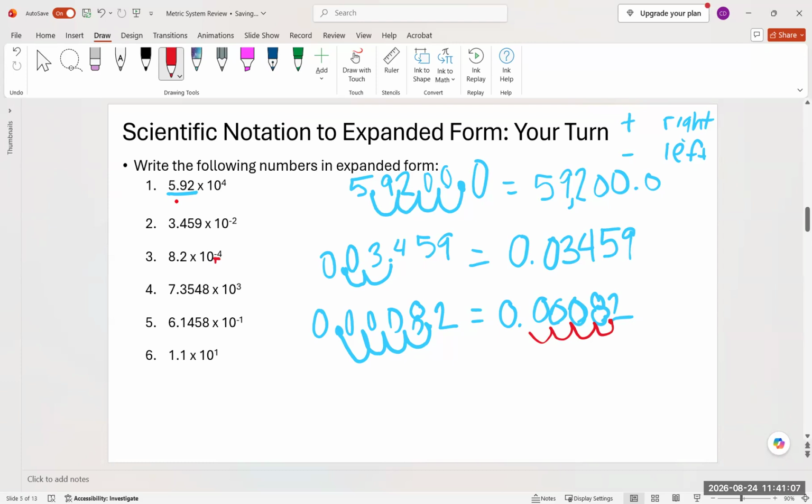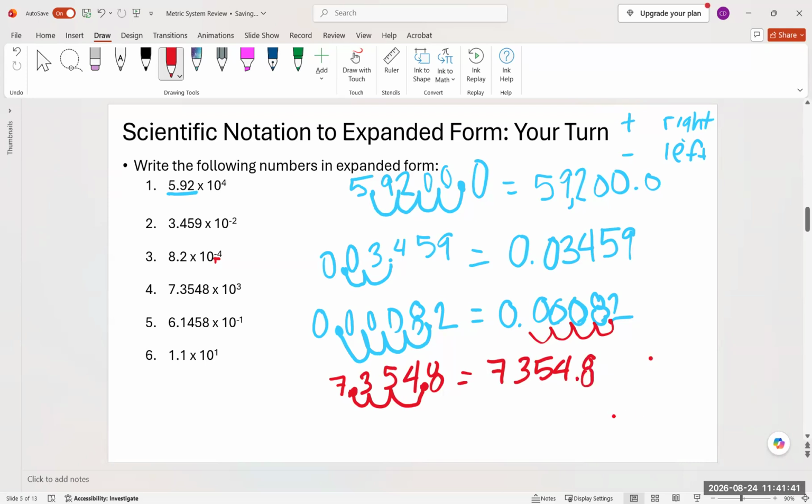All right, I'm actually going to stay in red because I have a lot of blue on the screen. So for number 4, 7.3548, I'm going to take that decimal and move it 3 places to the right. It's a positive exponent, so it's going to go to the right. 1, 2, 3. So 7.3548 times 10 to the 3 is 7354.8.